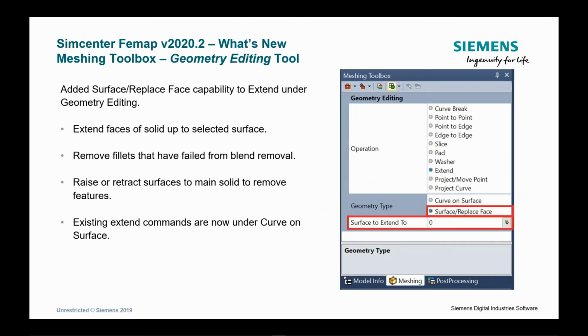Okay, so another feature in the meshing toolbox under the extend operation is the ability to surface replace face. This is really useful if your blend removal fails. It's another way you can get the blend out of there and continue defeaturing. So basically, you can extend faces of a solid up to a selected surface, remove blends that have failed, raise or retract surfaces to the main solid to remove features such as a boss or something. And then the existing commands are packaged under curve on surface. And I'll go through a demo that shows an example of this.